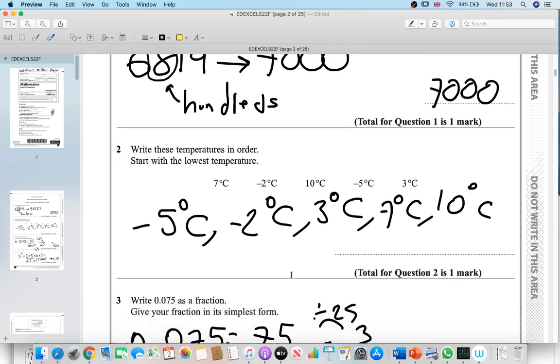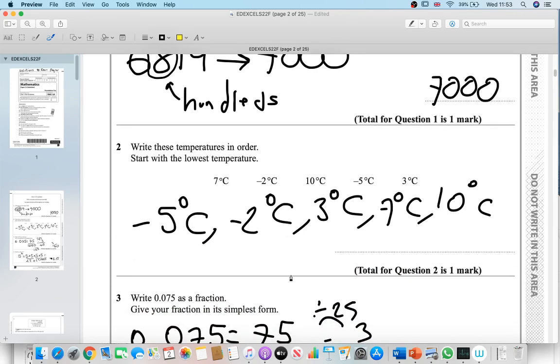Nice and easy. Next, write these temperatures in order, starting with the lowest temperature first. The lowest is -5, then -2, then 3, then 7, then 10. This is knowing your number lines. Remember that the more negative a number is, the smaller it is, and the larger a number is, the more positive it is.